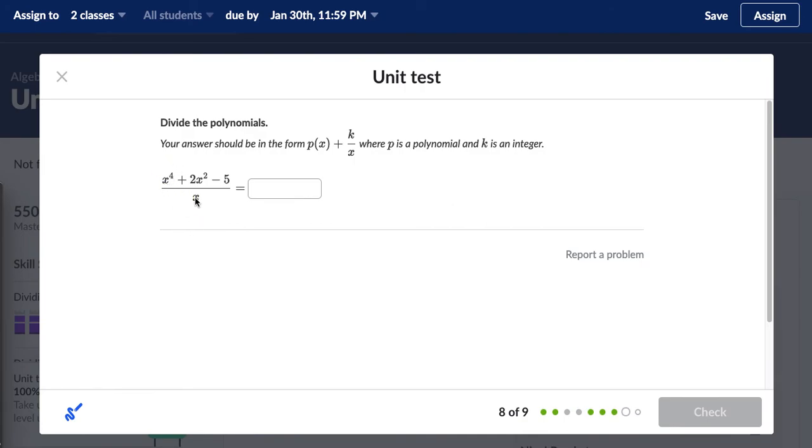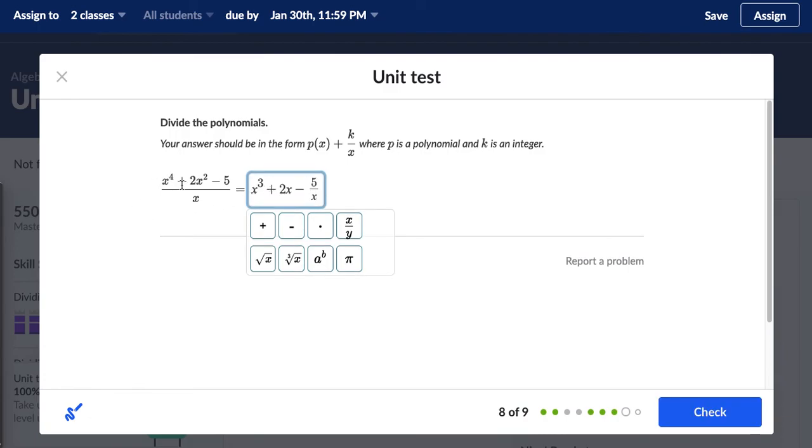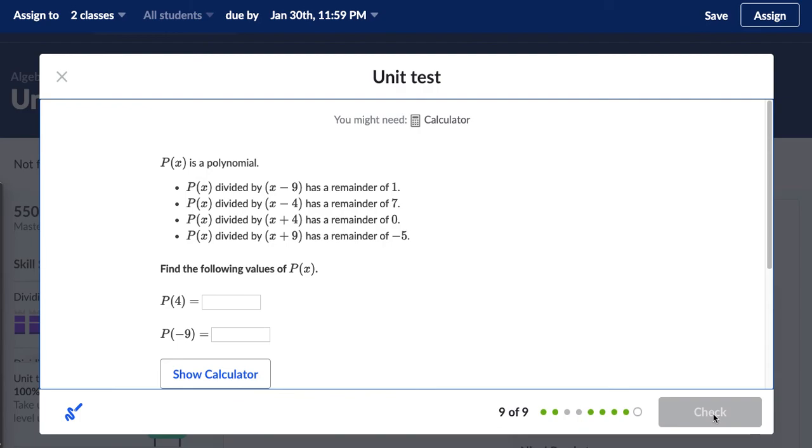Okay, so this one is easier. All we're doing is dividing each term by x. So we'll be able to do this without the pen. This one here is x cubed plus 2x, plus 2x minus 5 over x. Right, so that's there. You notice there's a missing cube right there, but it doesn't matter in this type of division because it's going to disappear anyway. Okay, one last question in here and we'll be done.